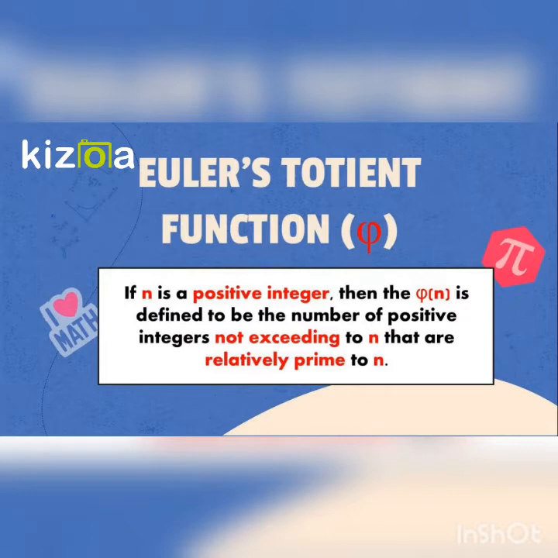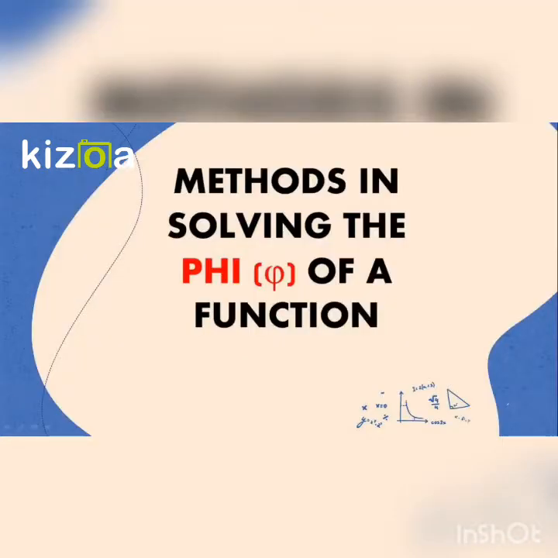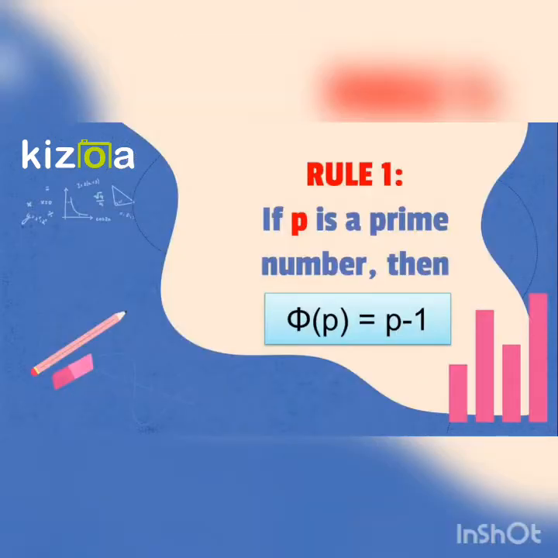Snoop Dogg! Euler's totient function is denoted by the Greek letter phi. It states that if n is a positive integer, then phi of n is defined to be the number of positive integers not exceeding n that are relatively prime to n. There are rules or methods to be used in solving the phi of a function. Rule number 1: if p is a prime number, then phi of p is equal to p minus 1, since all numbers less than p are relatively prime to p.